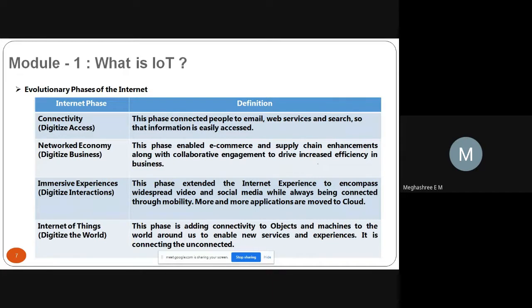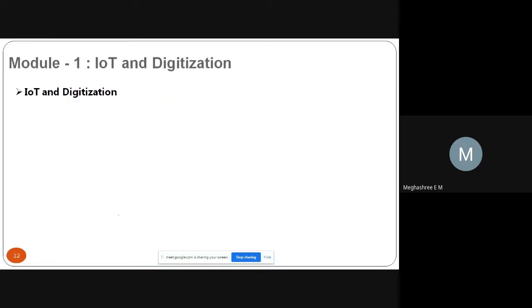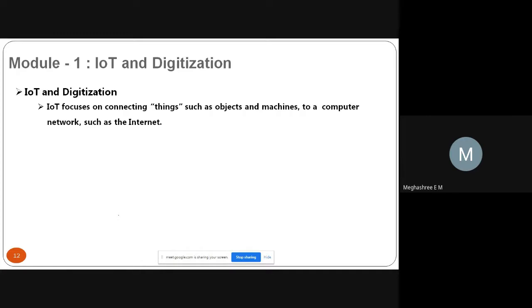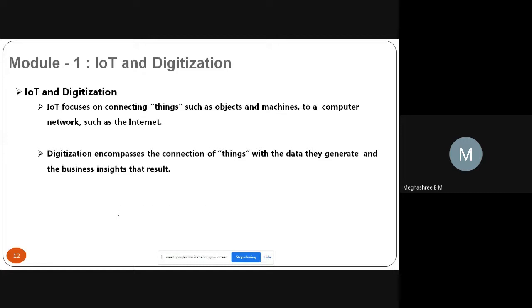So whatever I explained in the previous slide is given here with the explanation. Connectivity, networked economy, immersive experience, and then Internet of Things. Okay. So next we'll move on to the next topic, that is IoT and digitization. So now you have a clear picture about IoT, right? Internet of Things connects all the things, be they objects or machines, to the computer network, like the internet. So what is digitization?